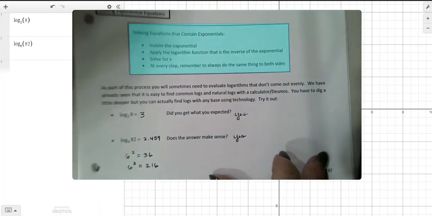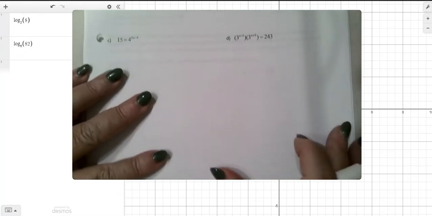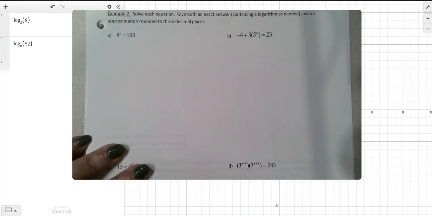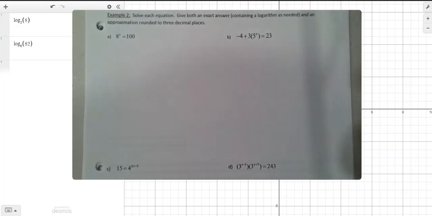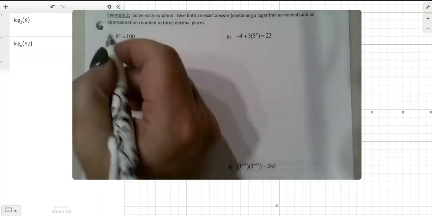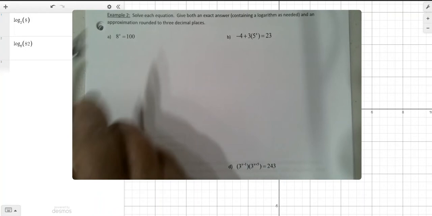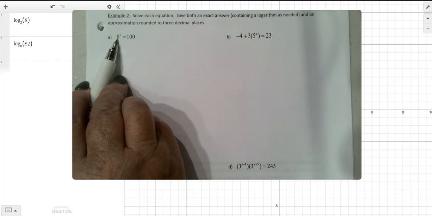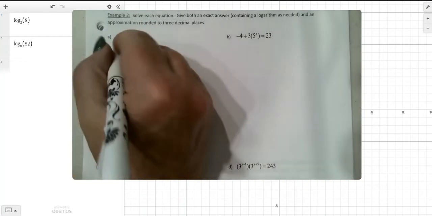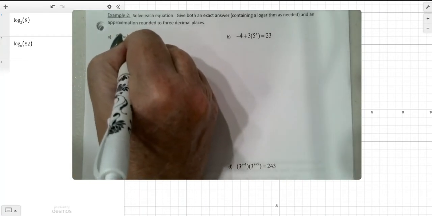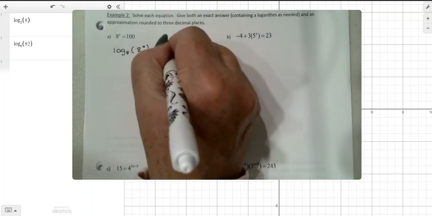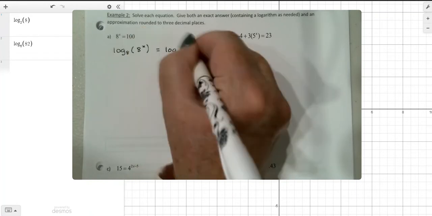So let's apply that now as we solve a few exponential equations. We're going to go ahead and give both an exact answer and then also one rounded to 3 decimal places. So if I have 8 to the x equals 100, I definitely have my exponential isolated. So what's the inverse function for this exponential base 8? Well, the inverse would be a log base 8. So I'm going to take the log base 8 of 8 to the x, and then I also have to take a log base 8 of 100 on the other side.